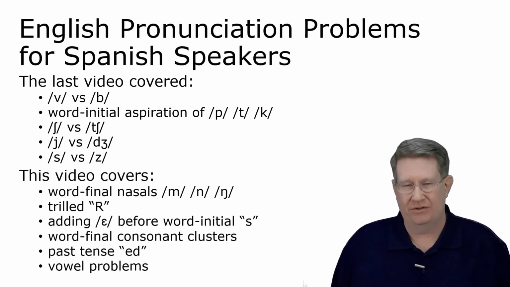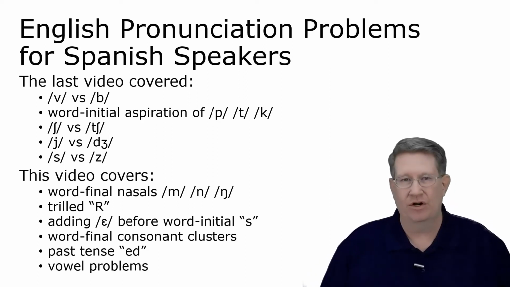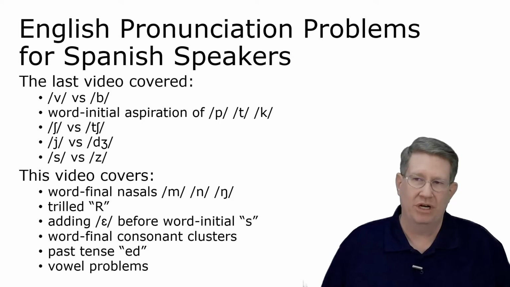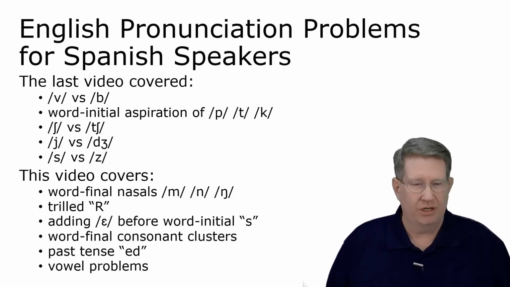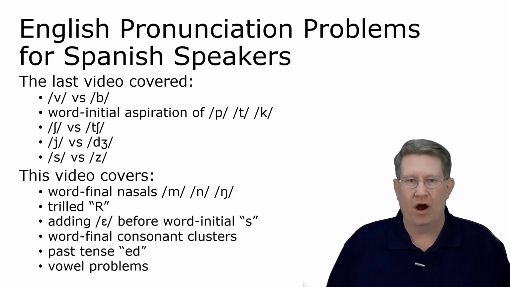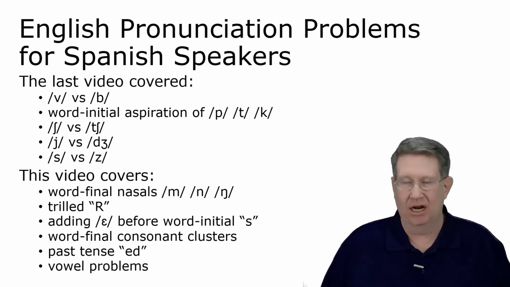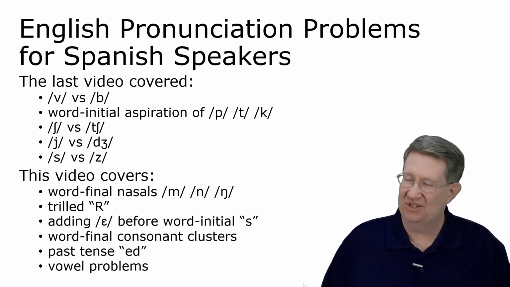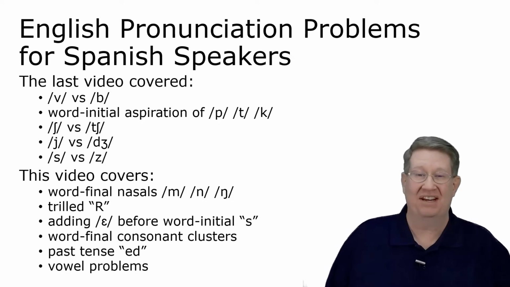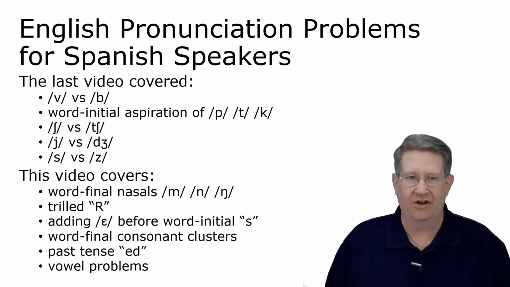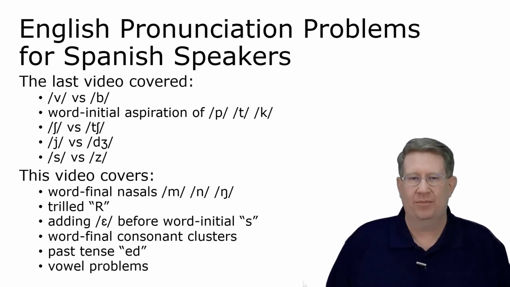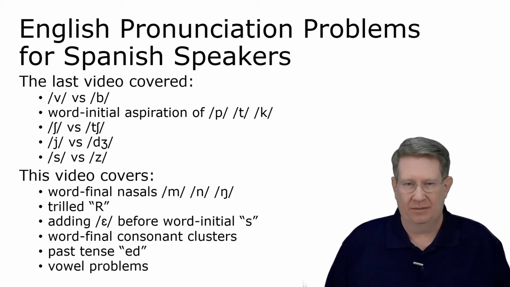Word final nasals. These are sounds that we make that involve our nose. And we'll see why there's some unique problems when we try to do these in English. We're going to look at a trilled R, like that, well, like that, which is not how we do it in English. We'll talk about how to make an English R, a North American English R. We'll talk about the problem of adding e before word initial S. And we will take a look at word final consonant clusters.